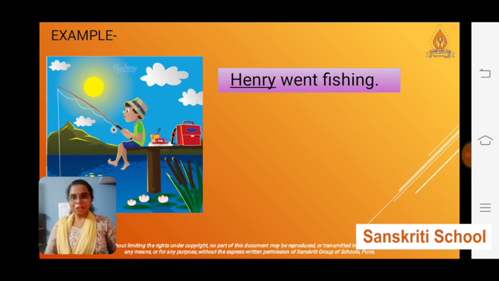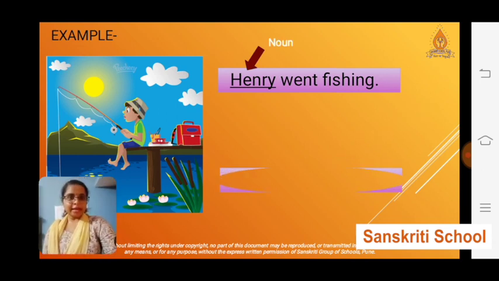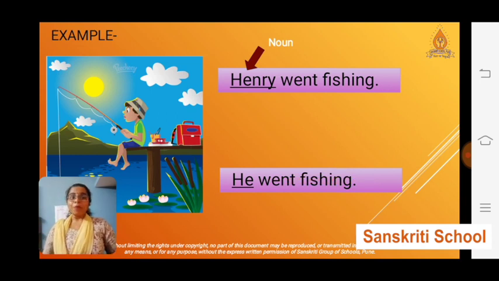Henry went fishing. Wow, fishing. So Henry here, you know that it is a noun, right? So Henry is a noun. And now he went fishing. So here, instead of Henry, I wrote the word he. I replaced it with he. So he becomes the pronoun. So she is a pronoun. He is a pronoun.